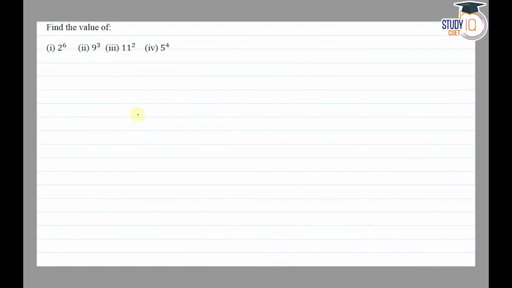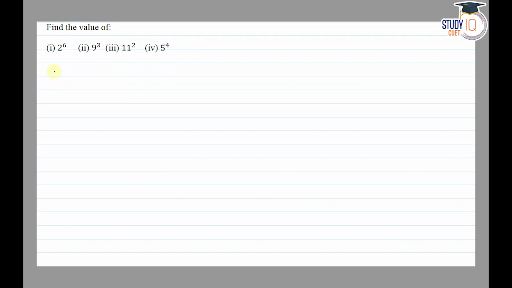Hello everyone. This question appears in class 7th NCERT chapter of Exponents and Powers. This is first question of its exercise 13.1. So the question says that find the value of 2 की power 6, 9 की power 3, 11th raised to power 2 and 5 raised to power 4.